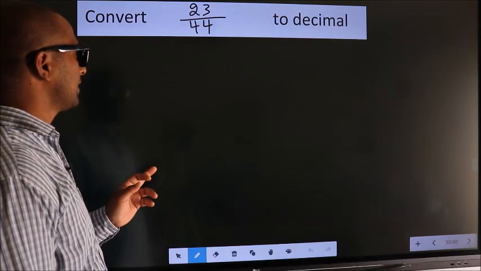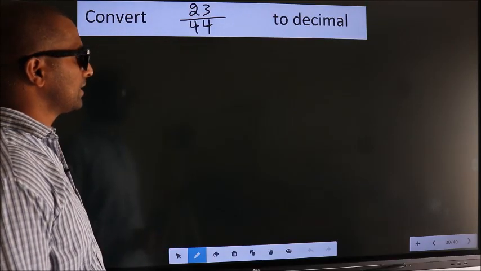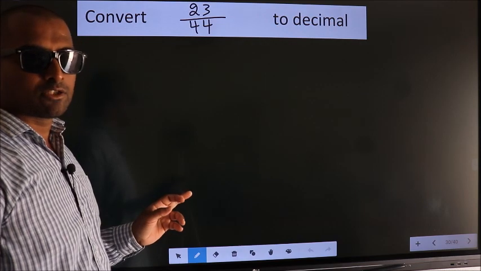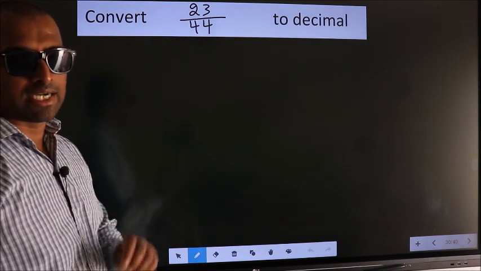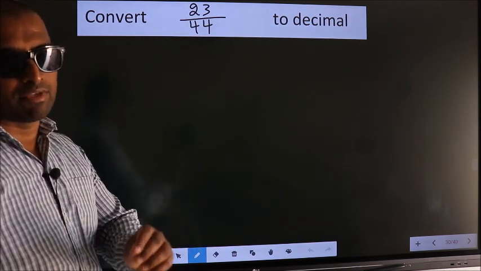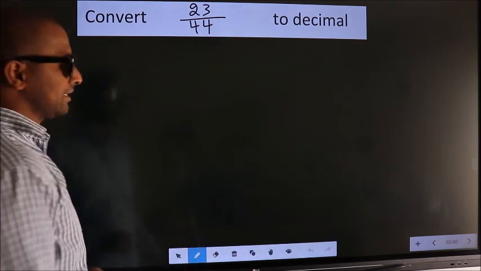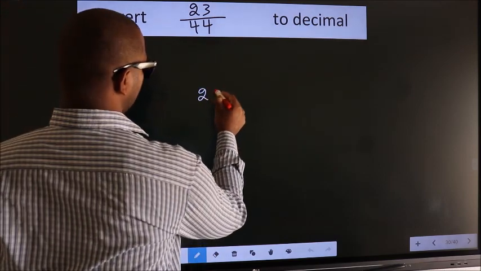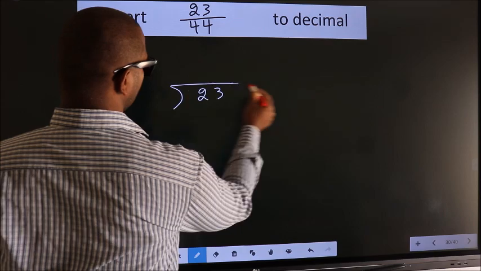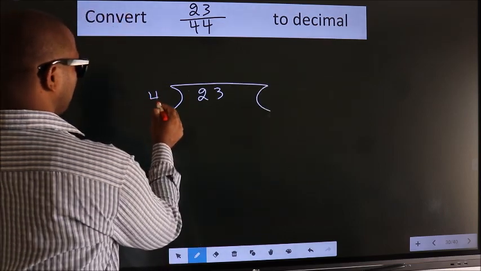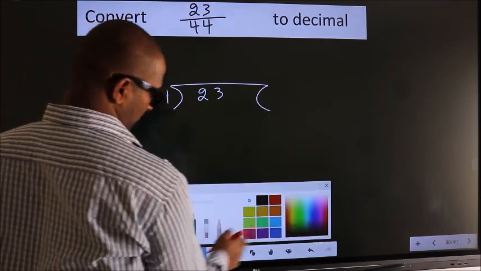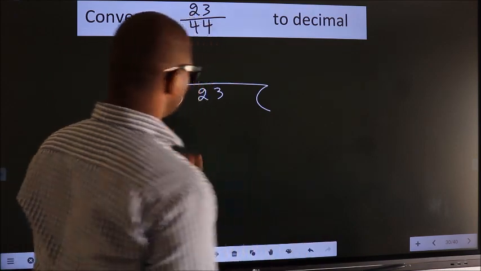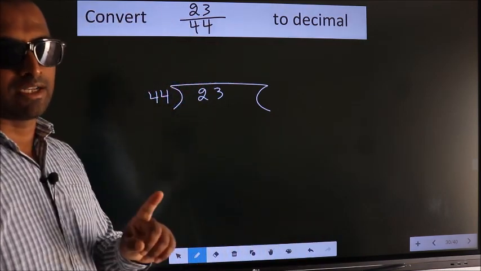Convert 23 by 44 to decimal. To convert this to decimal, we have to divide, and to divide we should frame it in this way. 23 here, 44 here. This is your step 1.